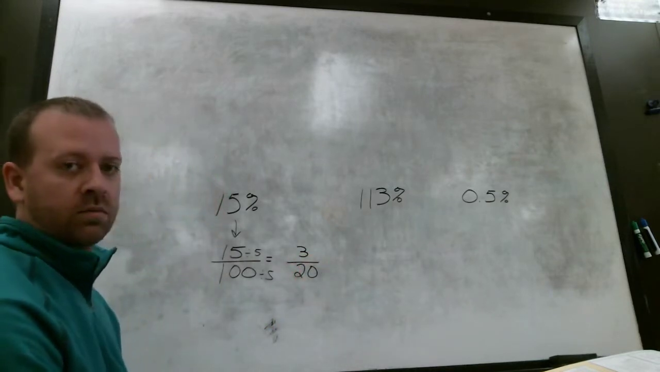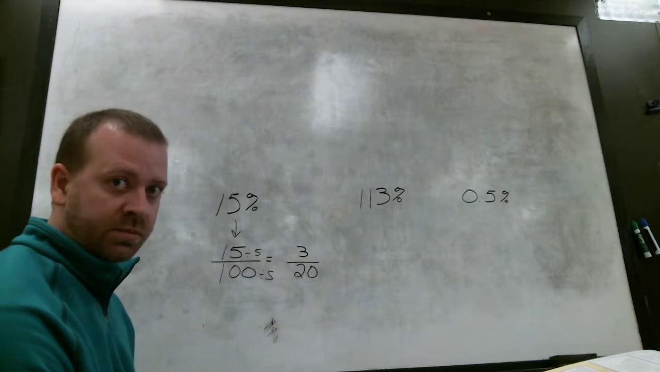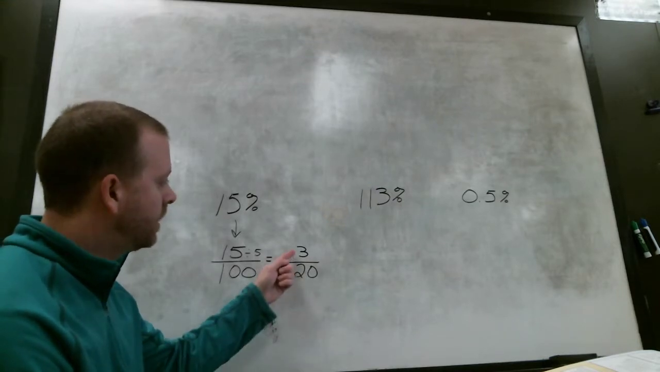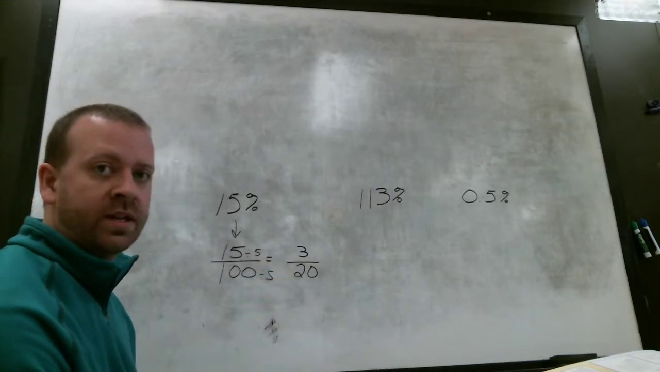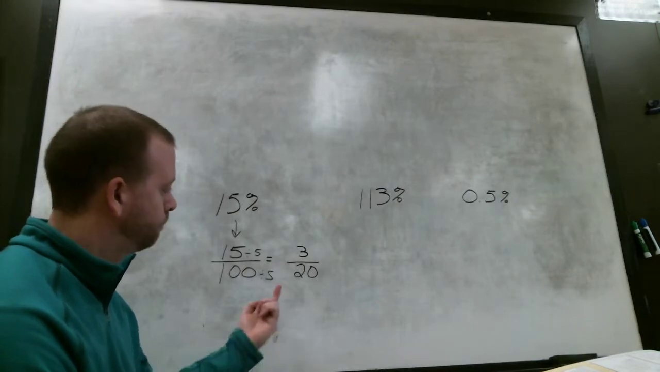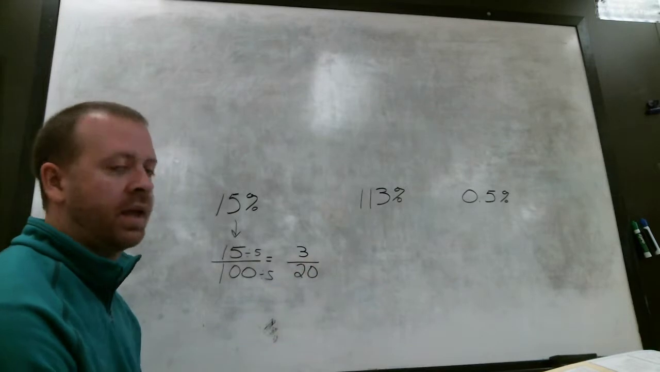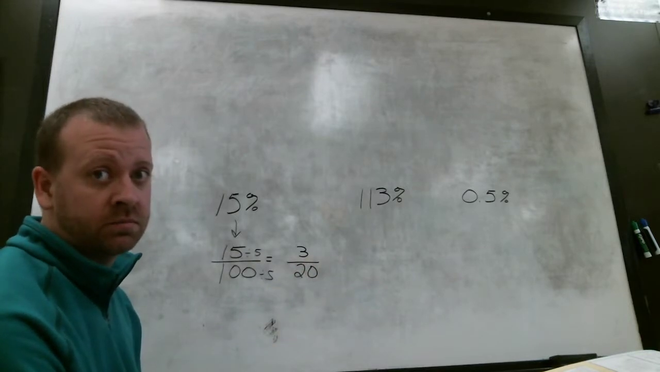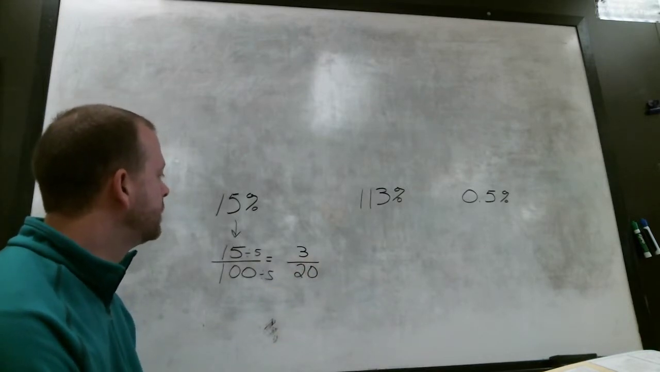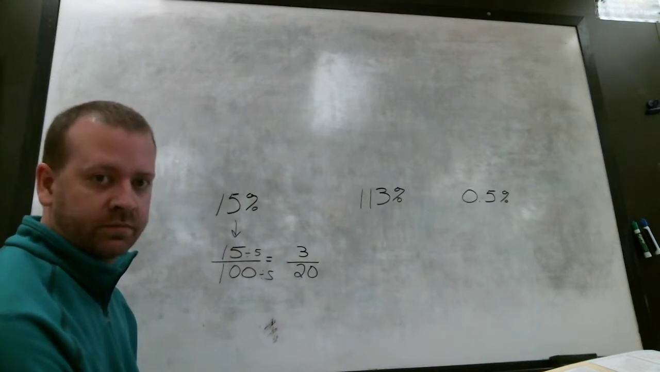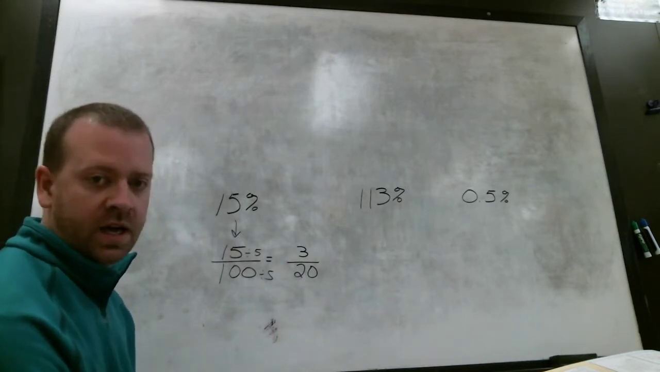Now I've got to make sure it's in lowest terms. Is there anything that can go into 3 and 20 evenly? No, there's not, because 3 is a prime number and 20 is not a multiple of 3. All right, so there's our answer. So we've got 15% taken care of.